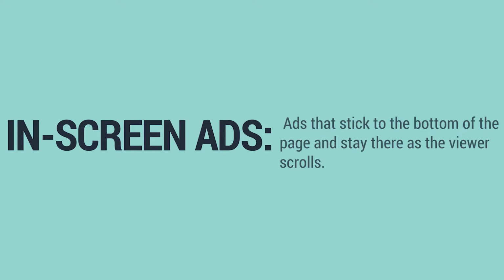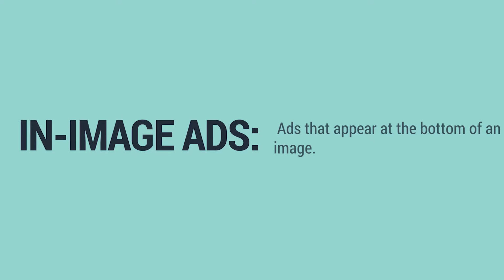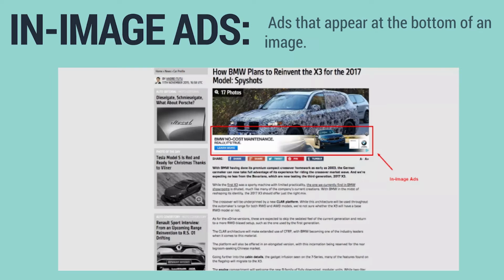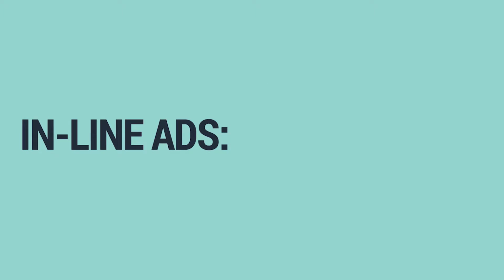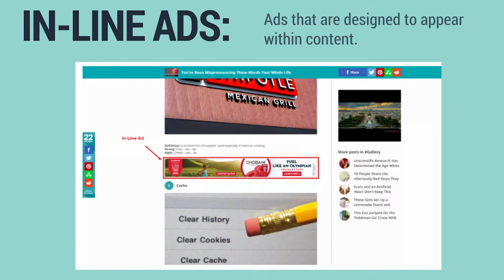In-screen ads. These ads hang out at the bottom of your page and stay put while you're scrolling. They can typically be closed if the reader chooses. In-image ads are ads that appear at the bottom of an image, like this one. Inline ads are ads that are designed to appear within the content. These ads have a higher viewability and are usually better paying.